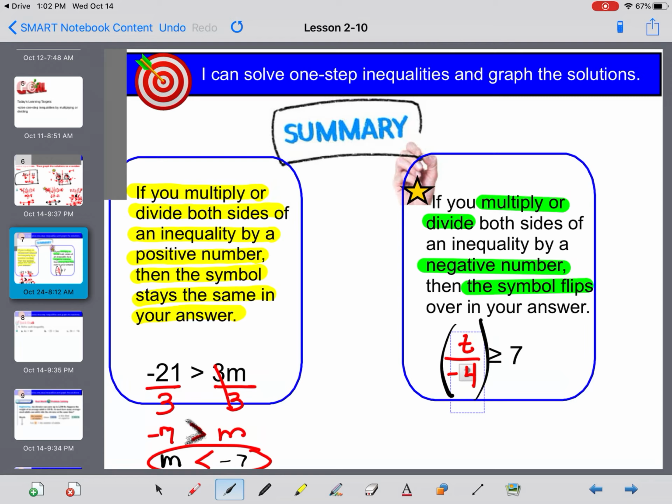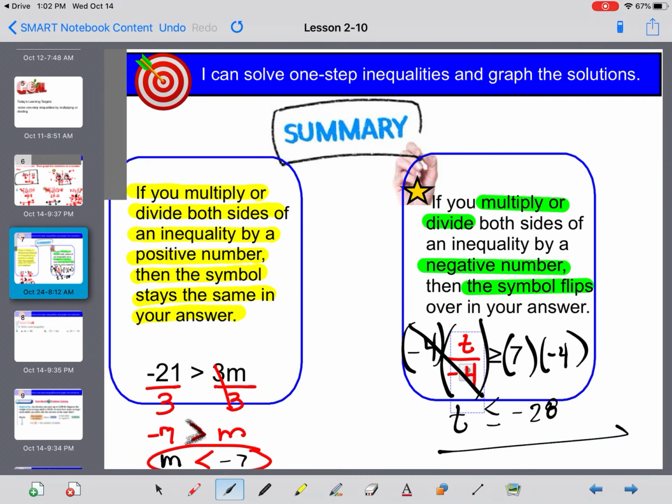To solve that problem, I need to multiply both sides by negative 4. The moment that I am multiplying or writing a negative number there, that should remind me to quickly remember to switch that sign, because multiplying by a negative makes the sign opposite of what it was. It changes it from positive to negative or negative to positive. So t is less than or equal to negative 28.